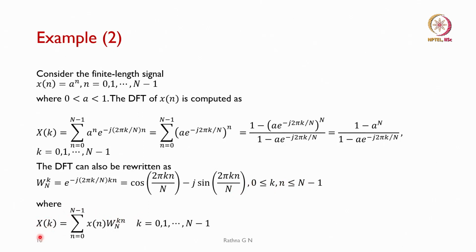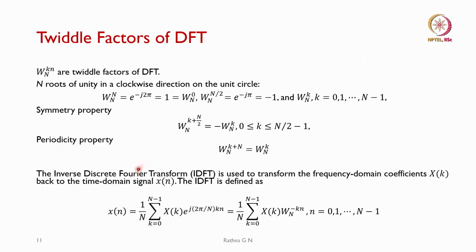So, if we substitute W N k n in our equation, X of k will be equal to the sum for n equal to 0 to N minus 1 of x of n into W N k n, where k is varying between 0 to N minus 1. So, that is what I said, W N k n are called the twiddle factors of the DFT, and we know that the N roots of unity go in a clockwise direction on the unit circle. We will see it in a while, hold on.